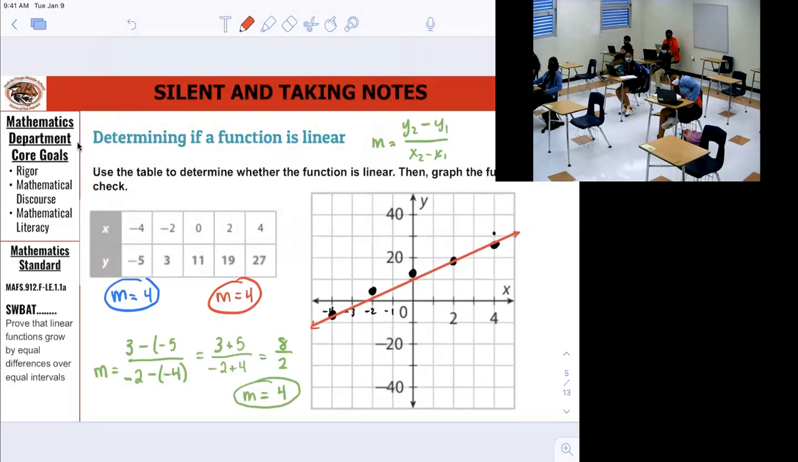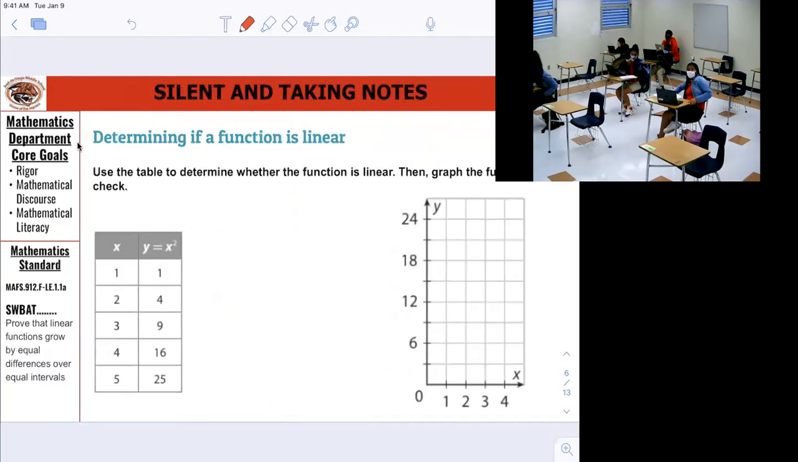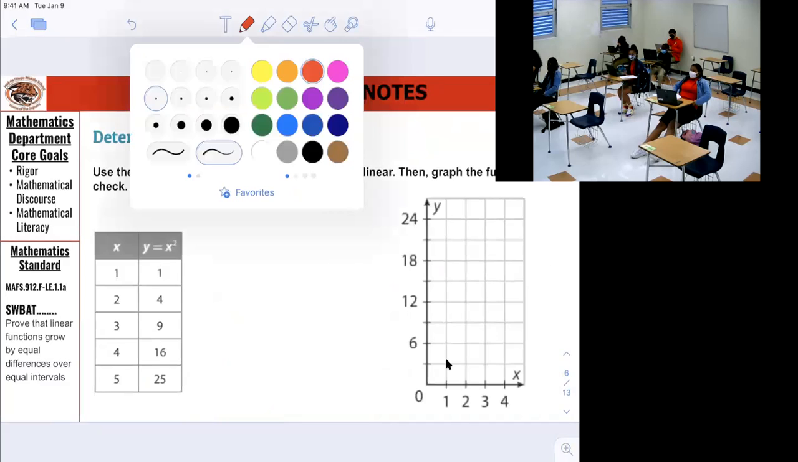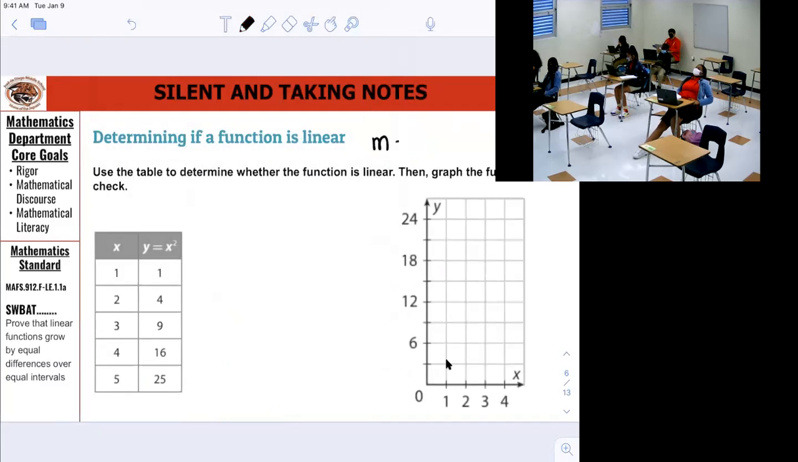So do I have any questions so far? How to know if something is linear, how to check if something's linear, how to find constant rate of change. All right, I'm going to do one more, and then from here on out, it's all you guys doing it on your own. This is the last one that I'm going to do together. Again, here's my formula, y2 minus y1 over x2 minus x1.